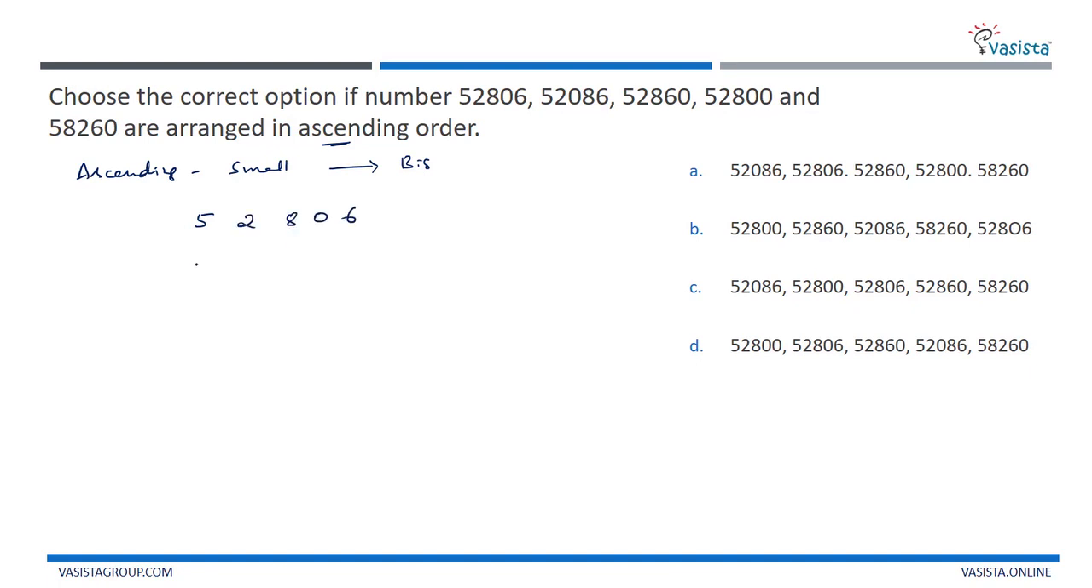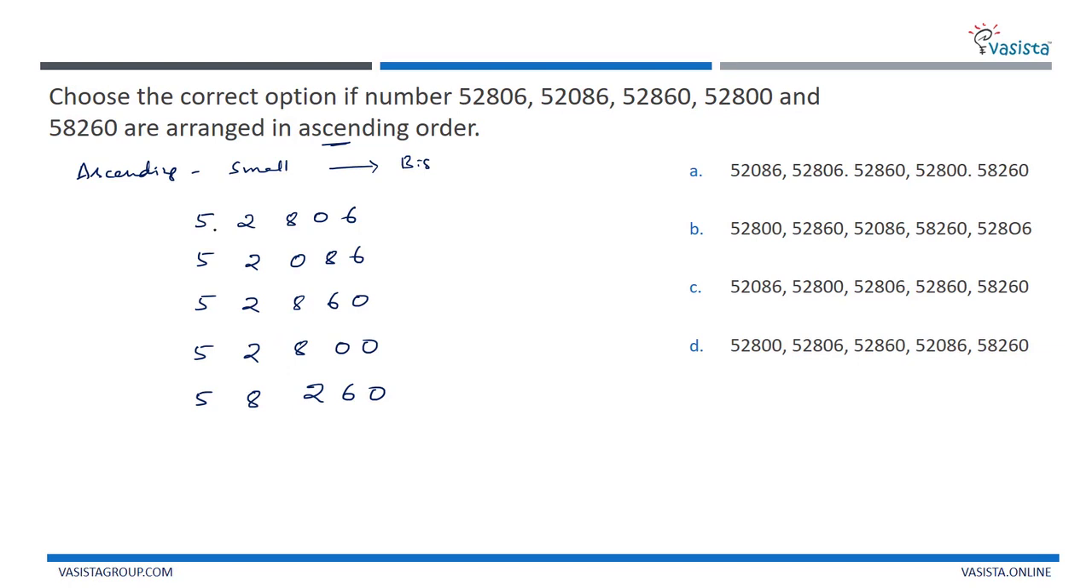52,806. Then 52,086. Then 52,860. Then 52,800. Then 58,260. Correct? Let us start from the beginning.